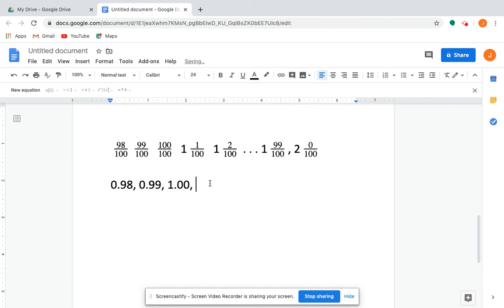But what if we kept counting by hundredths? Then we'd have 1 and 1 hundredth, 1 and 2 hundredths, 1 and 3 hundredths, and so on and so on. Eventually, just like up here in the fractions, we get to 1 and 99 hundredths. If we added one more hundredth, it would just become 2 wholes. So it's fairly easy. I hope you all understand that.